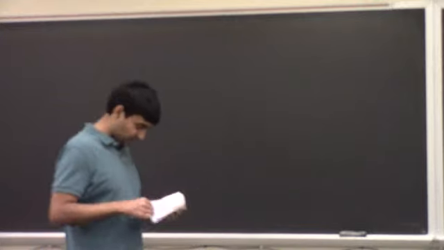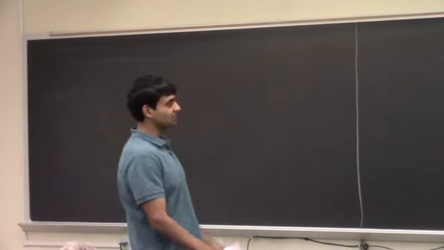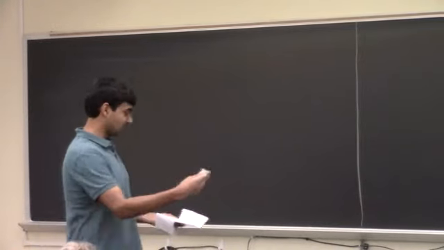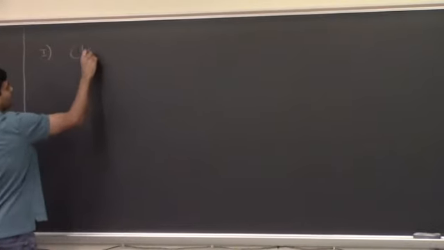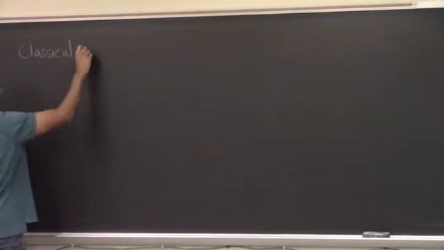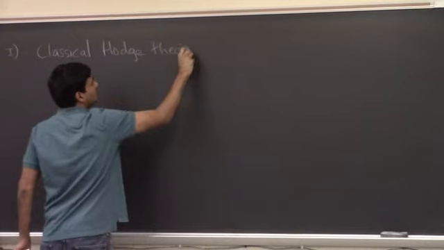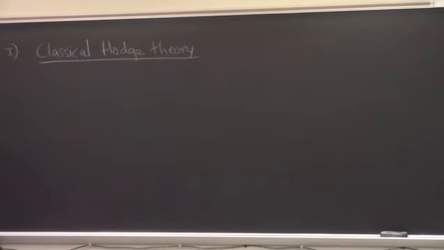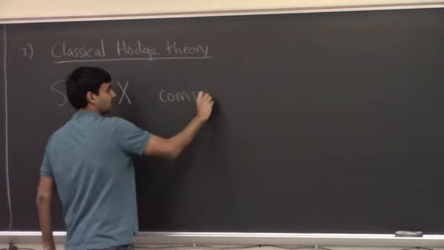But I want to get there slowly, so I want to start off with something which is not p-adic at all, and motivate a problem which maybe you can appreciate even if you don't care about the p-adic numbers, and then after that we'll get to the p-adic setting. So let me start off with classical Hodge theory. There are various settings in which you can do this. I'll pick one. So say I start off with a complex manifold, and let me assume it is compact.